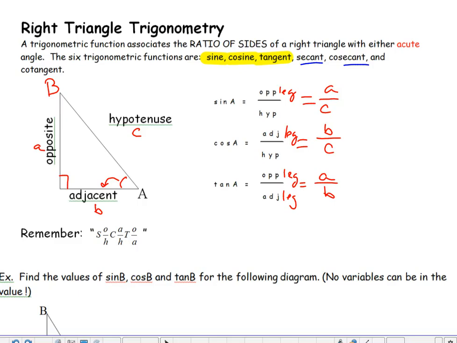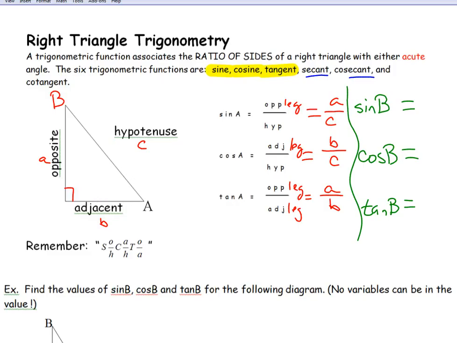Now, I want you guys to try and do the same thing for the other acute angle in this triangle. Isn't angle B also an acute angle? I want you guys to lickety-split find the sine of angle B, the cosine of angle B, and the tangent of angle B. I'll give you a second to do that.